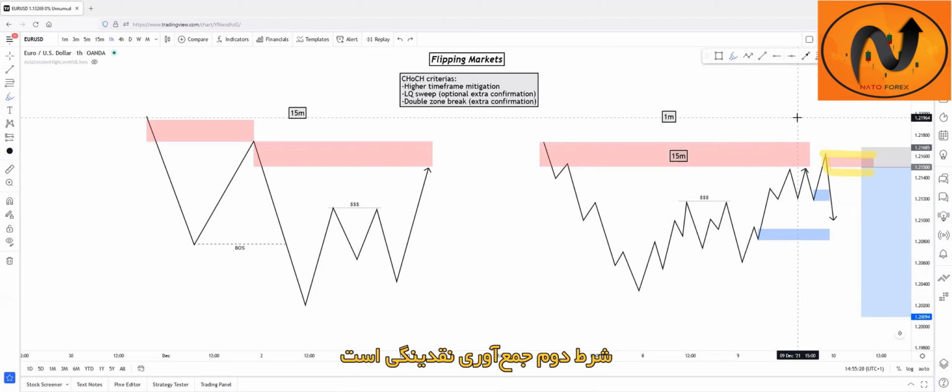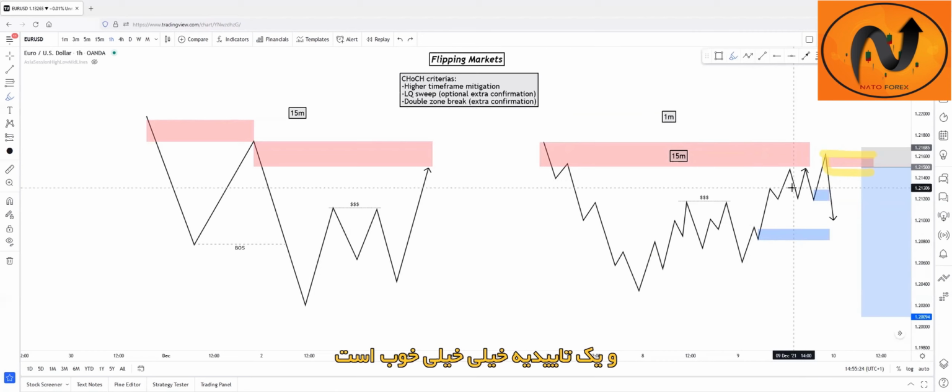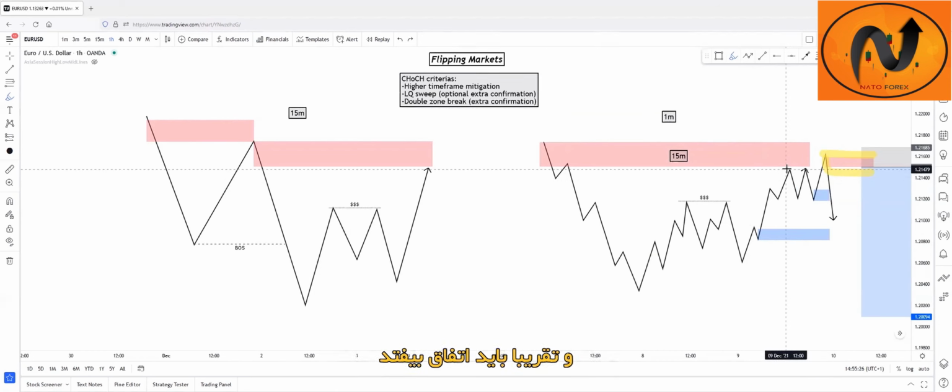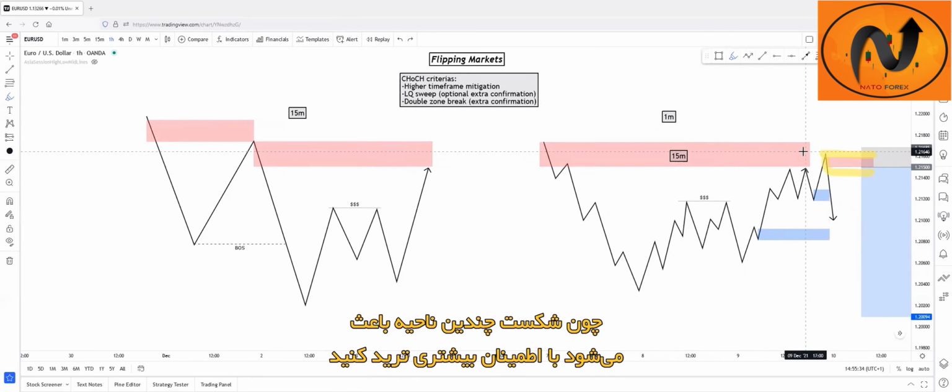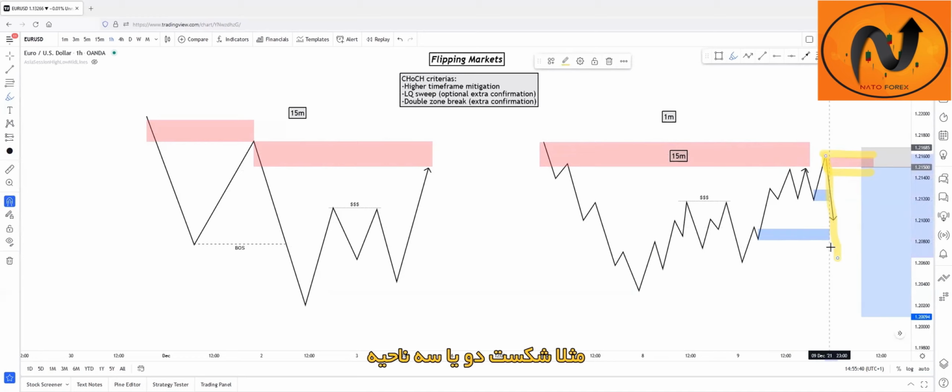The second one is a liquidity sweep. It's an optional extra confirmation. So it's a really, really good confirmation, and it almost has to happen. And the third one is the double zone break, and it's also an extra confirmation because you will be more sure about your trade and your position if it breaks through several zones, 2 or 3 zones.